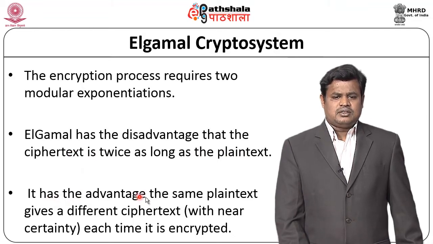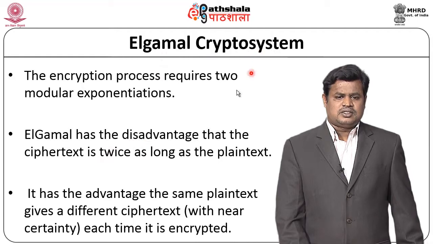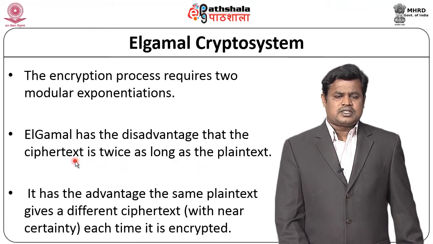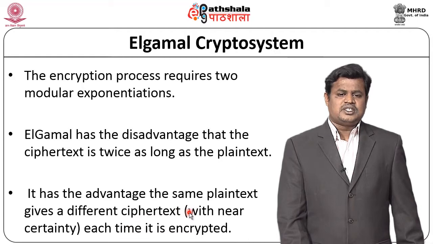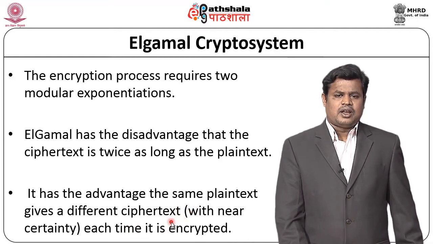But it has the advantage that even if we have the same plain text, for example hello, it gives a different ciphertext each time it is encrypted. There is a disadvantage of this particular crypto system: when I do an encryption, the size is always doubled. The ciphertext is going to be twice as long as the plain text. Even though it is a disadvantage, there is an advantage that each and every time I encrypt a plain text, it is not going to give me the same ciphertext, but different ciphertext each time. So, that is the advantage of your Elgamal crypto system.